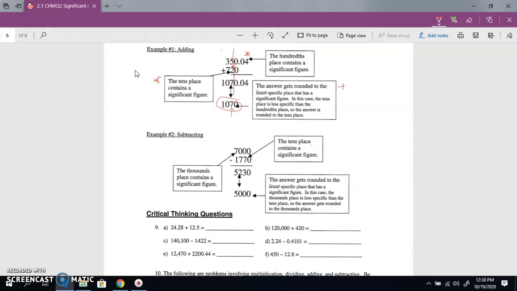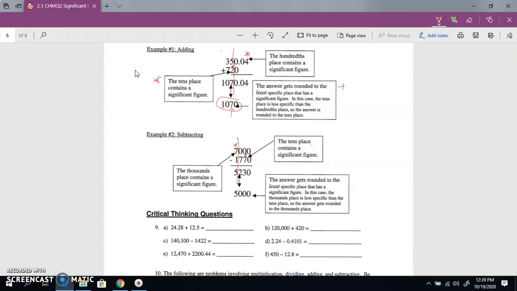All right, just like for addition, we have to follow this method where we line up the placeholder values. Same thing with subtraction. So if we've got the numbers 7,000 minus 1,770, we would line up the placeholder values. We've got a 7 in the thousands place, and we've got a 1 in the thousands place. When I find my last significant figure, it looks like this. I find the least specific placeholder value, which is further to the left, and I draw my rounding bar.